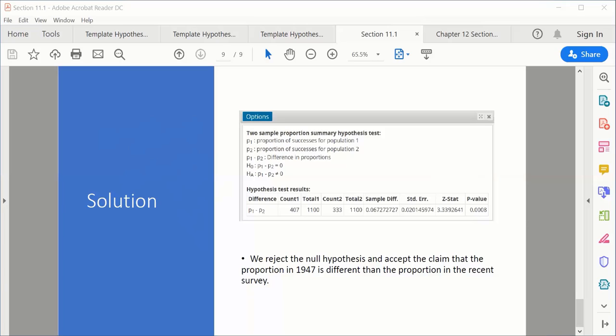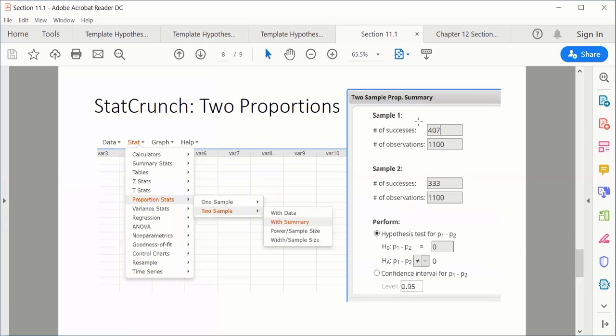Any questions? With the two samples, is StatCrunch basically combining them, because there's only one set of hypothesis test results at the bottom there? Yes. What we're doing is comparing the first proportion to the second proportion to see if they're equal or if they're different.